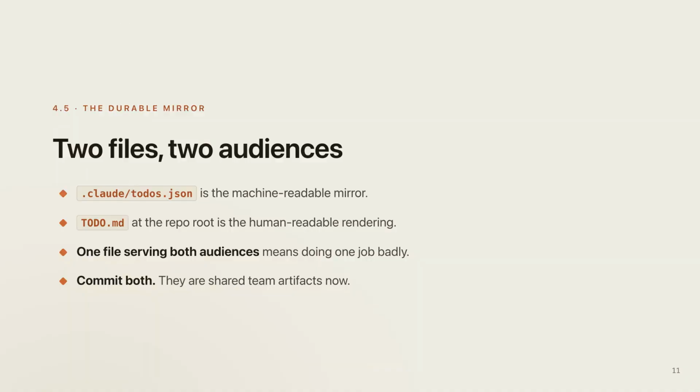The in-session task list is excellent for where are we right now. It is useless for what should I read Monday morning. For that, you want a durable file in the repo, and the pattern that works keeps two files, one for machines and one for humans.